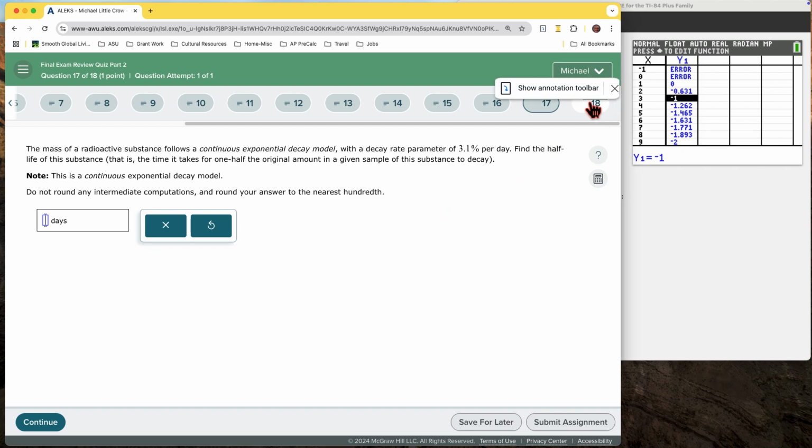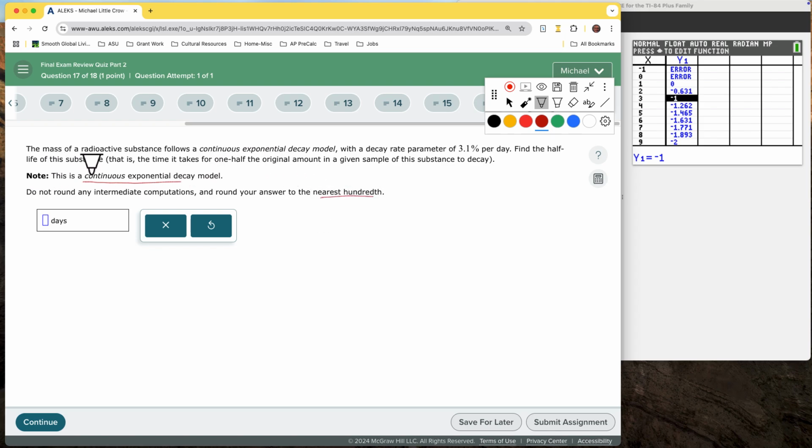So let's take a look here. Our tools to underline. What's going on here? So there's a notice: continuous exponential decay. Continuous exponential decay. Do not round until the end, then get to the nearest hundredths. Okay, we'll just put it all in.